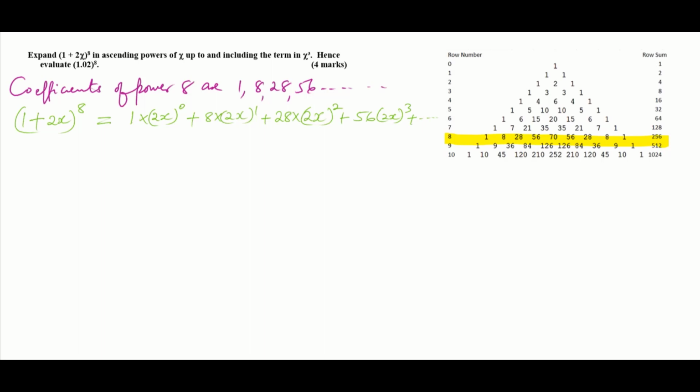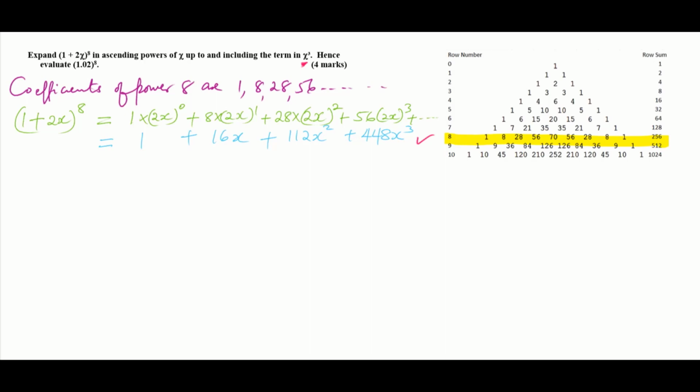Now in this question, we are only required to expand up to the term in x cubed, and this is where you're going to obtain our x cubed. So you're going to stop at that point. So let us simplify this. This one will give us 1 plus 16x plus 112x squared, and this one will give us 448x cubed. So we have expanded. So this is our expansion.